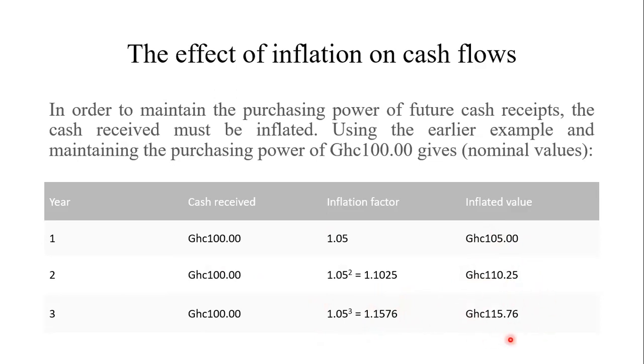115.76. So what it means is that if you should discount this figure with the same rate of 5%, it will bring you back to 100 Ghana cedis for year 1. If you deflate this 110.25 with 1.05 using the formula 1 over 1.05 to the power 2, it will bring you back to 100 Ghana cedis, and so on and so forth.